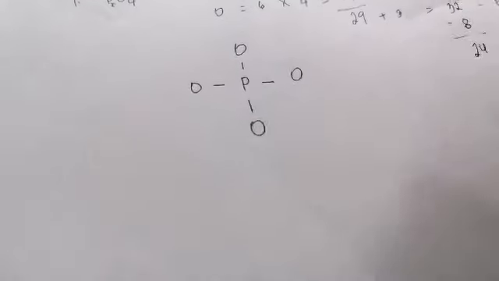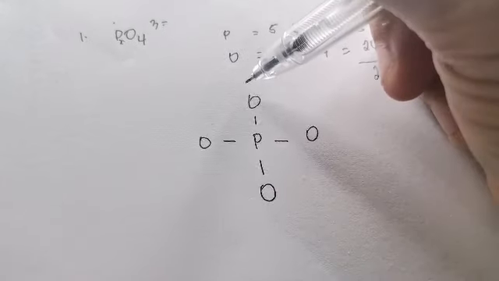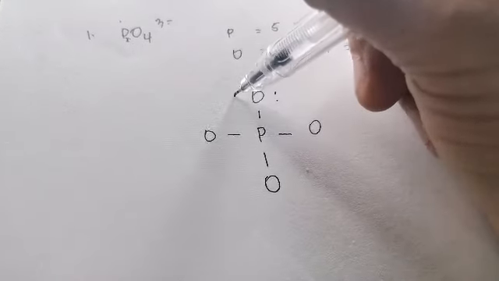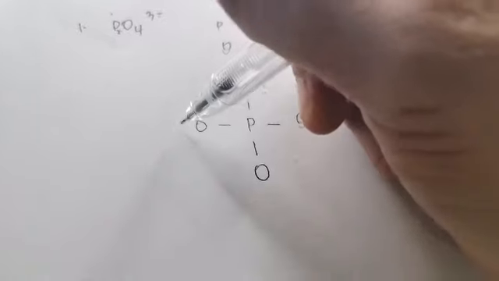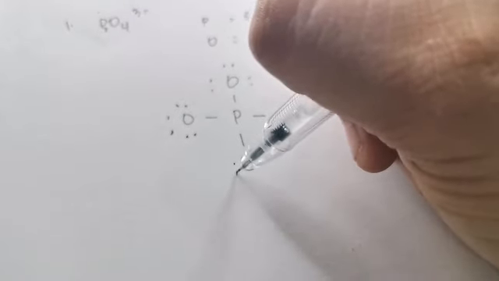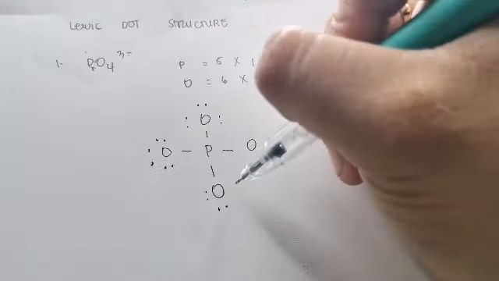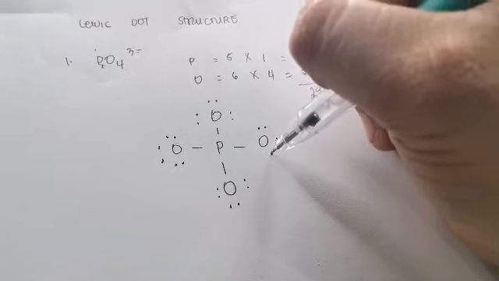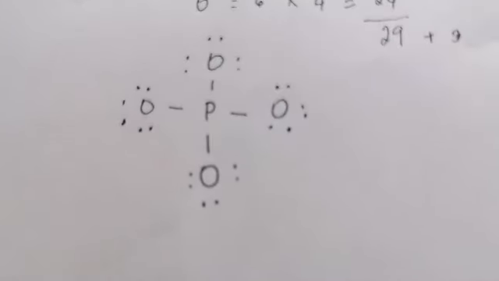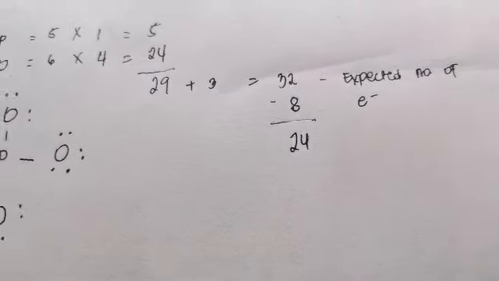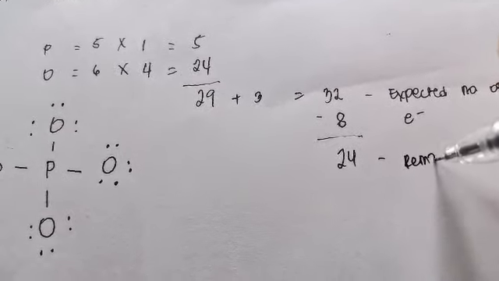So, here we have 1, 2, 3, 4, 5, 6, 7, 8, 9, 10, 11, 12, 13, 14, 15, 16, 17, 18, 19, 20, 21, 22, 23, 24. Okay, you have there. The remaining electrons have now been distributed.